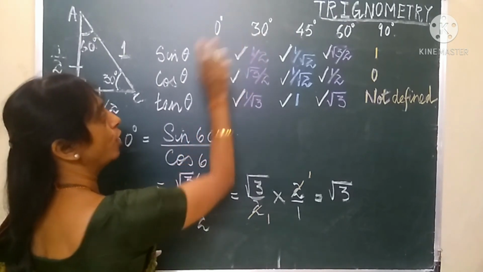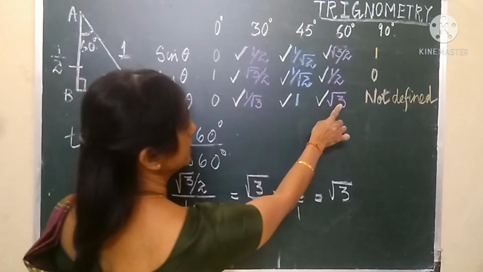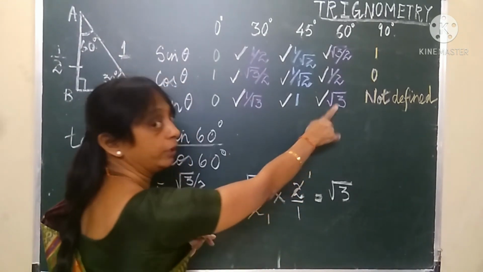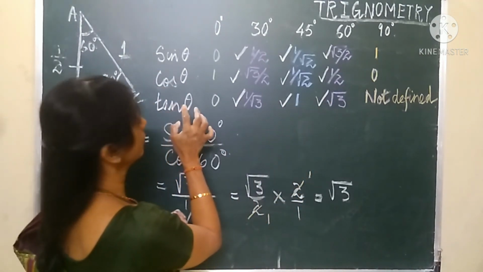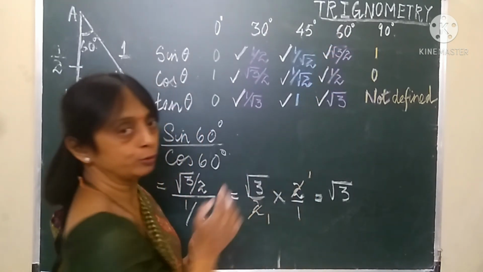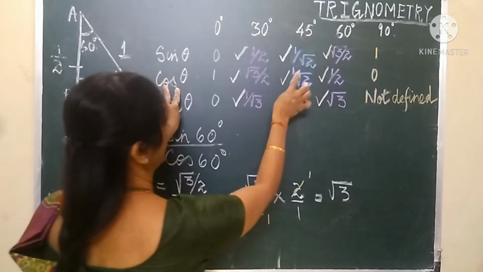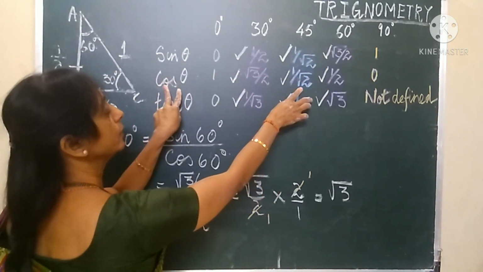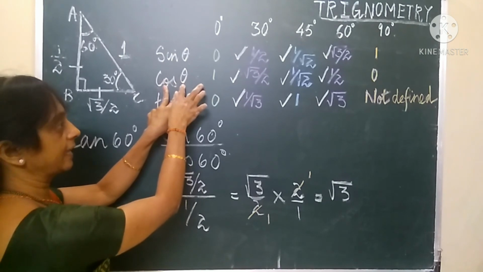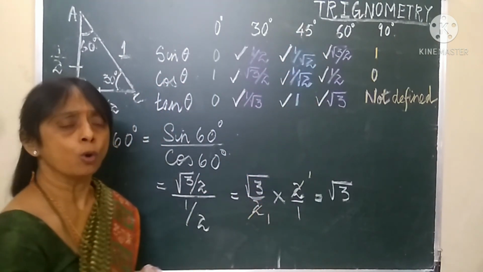Now, to move on, if sine 30 is 1 upon 2, what will be cosec of 30? It will be 2 upon 1. Similarly, if tan 60 is root 3, what will be cot of 60? It will be 1 upon root 3. If cos of 45 is 1 upon root 2, then its inverse is sec. What is sec of 45? Root 2 upon 1. Why, children?